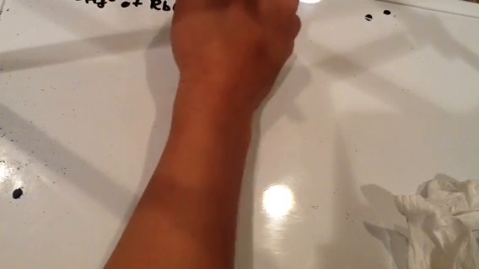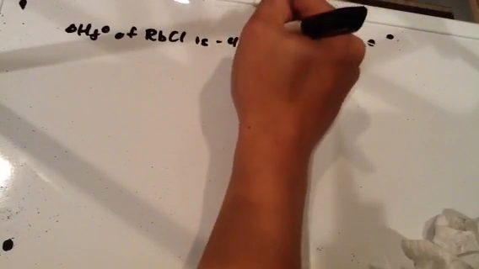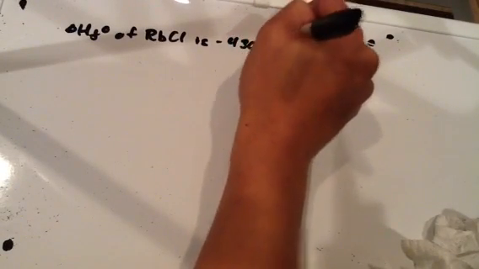So unlike previous Hess's law problems, as I've said in the last video, we're not given these equations explicitly. We have to derive them from the information that we're given. So the first piece of information we're given is that the enthalpy of formation of RbCl is negative 430.5 kilojoules per mole.